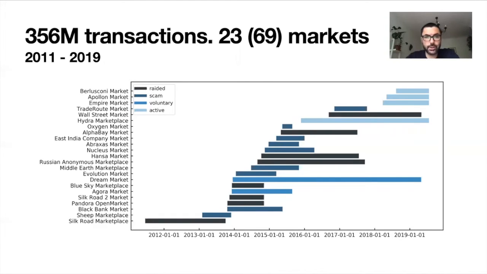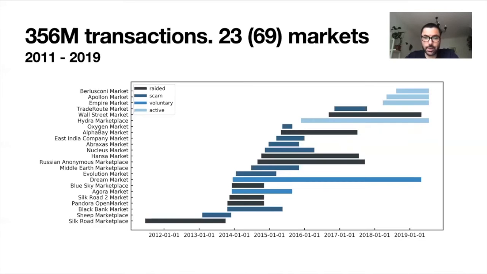We focused on 23 for a series of reasons, including the fact that we wanted to check at closures, and the information about those closures was important, plus they were very big. We chose the biggest, and the data were cleaner, etc. And this is the timeline. We start in 2011, up to when we terminated the analysis in 2019.